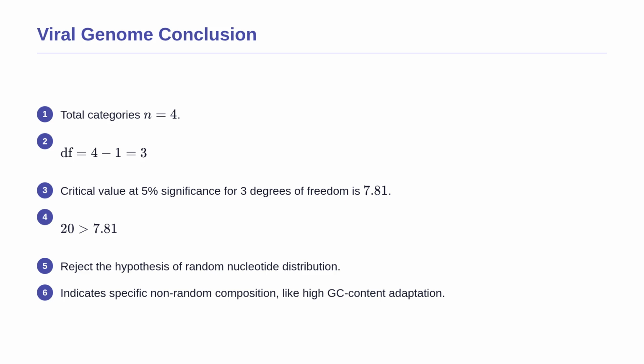In a biological context, this mathematical result is highly revealing. It suggests the viral genome has a specific non-random sequence composition. This could indicate an evolutionary adaptation, such as a high GC content, which definitely warrants further biological investigation.